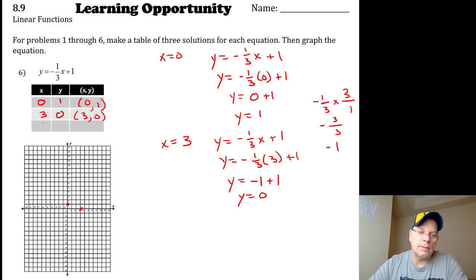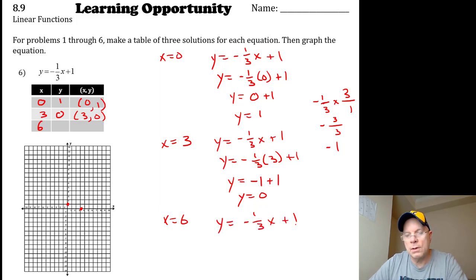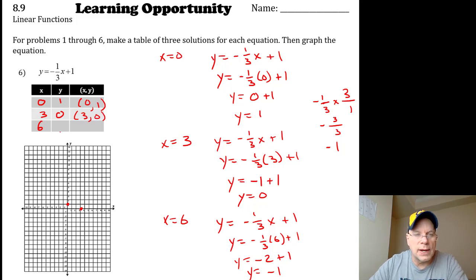Let's do another multiple of 3, like 6. 6 is 2 3s. Y equals negative 1/3 times 6 plus 1. A third of 6 is 2, and negative 2 is negative 2. It's the opposite of 2, negative 2. Negative 2 plus 1 is negative 1. So when the input is positive 6 for x, we get negative 1 as our output. 6 comma negative 1. 6 to the right and down 1.